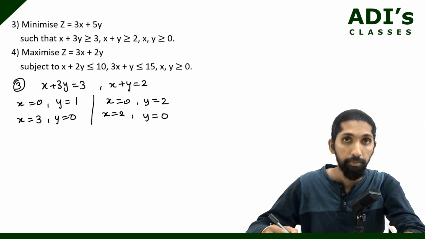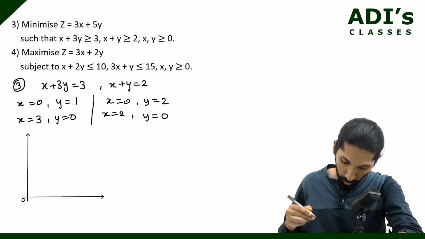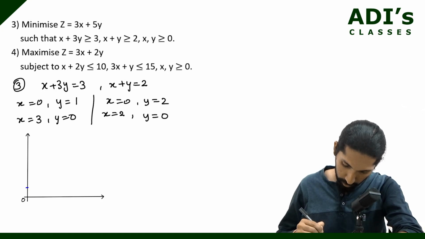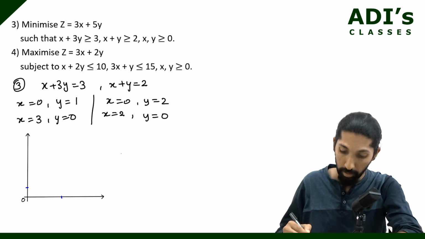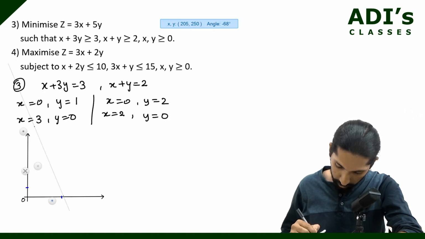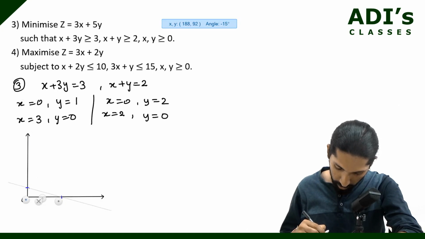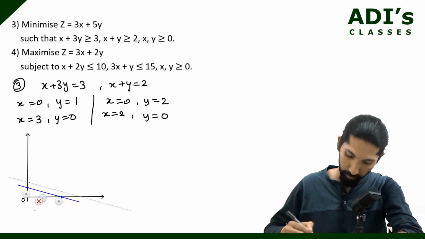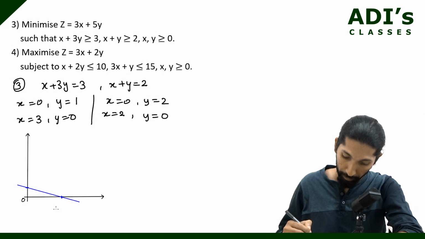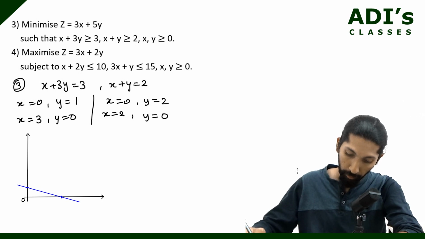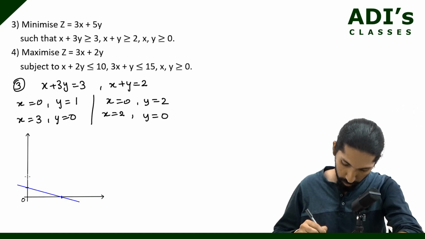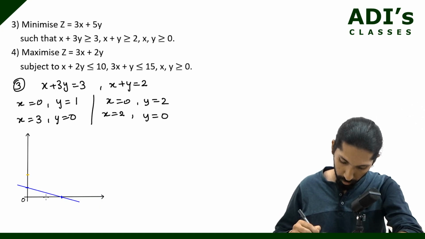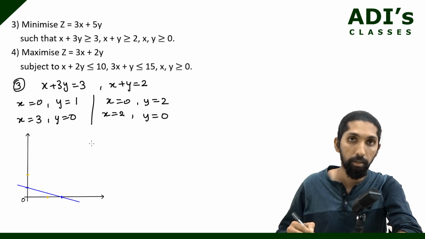Now, let's draw the graph. The first one, x is 0, y is 1. X is 3, y is 0. Correct? So, let's draw the line. So, this is 1 point and this is going to be one more point. So, here we have the first line. The second line, we have when x is 0, y is 2. X is 2, y is 0. So this is the next point, correct?